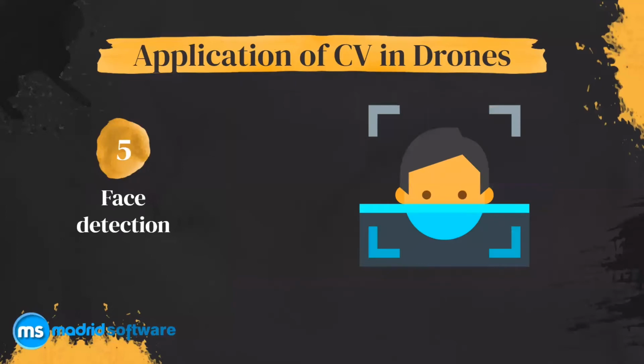Moving on, the last application of computer vision in drones is face detection. This is face detection wherein the drone is able to detect faces. Let's say if I have an autonomous drone, it is able to detect the face of a general or lieutenant, and then it is able to fire on him. So this is how the wars are changing.